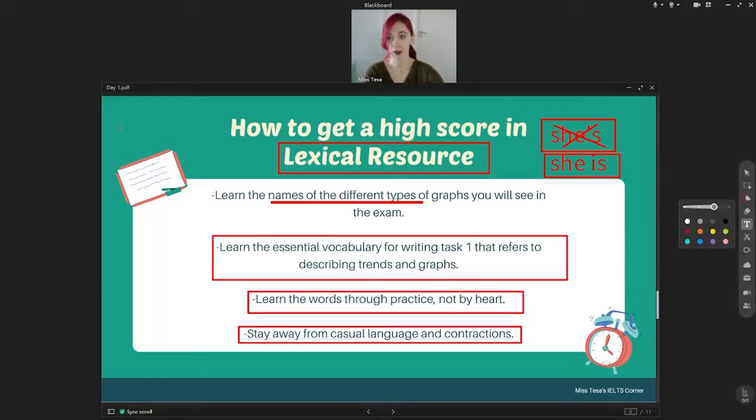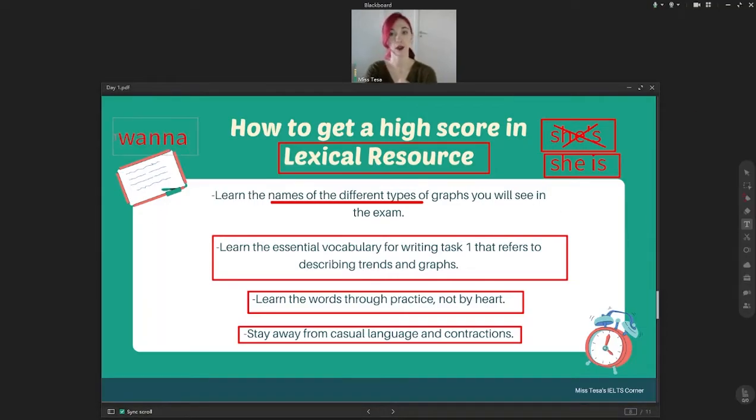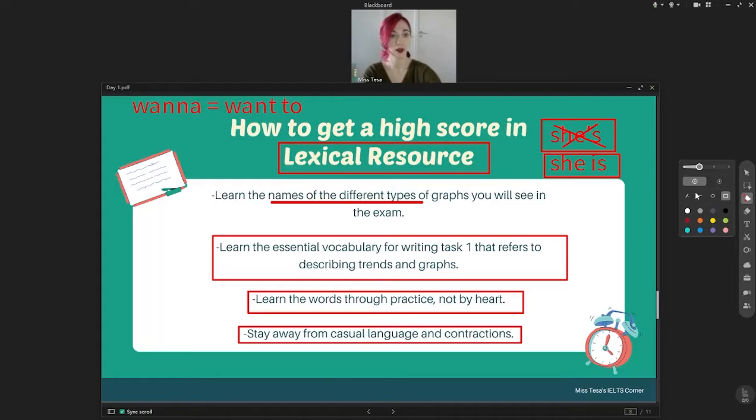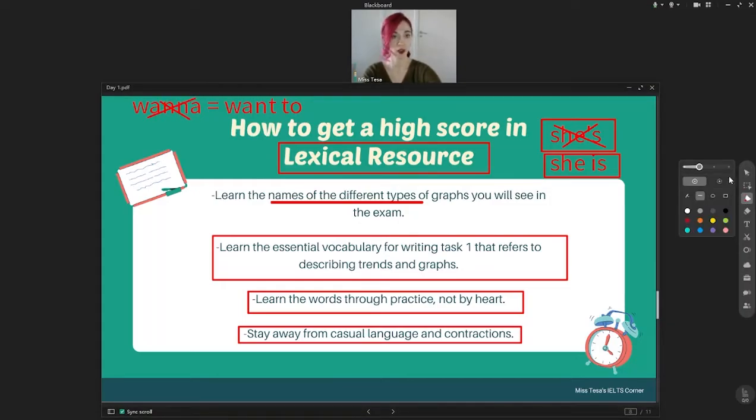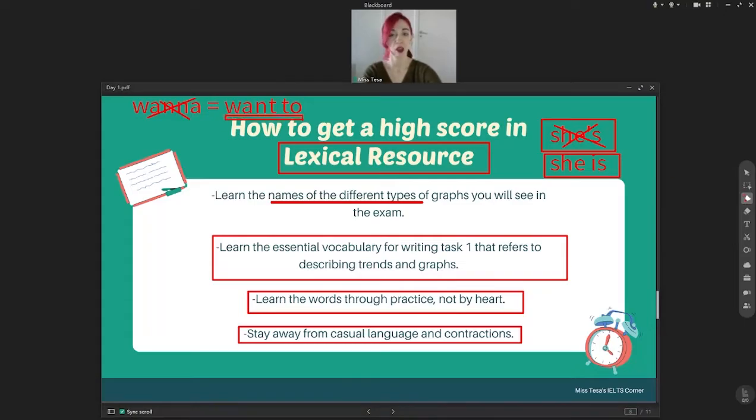So also another type of contraction is, for example, this. Wanna, which means want to. Okay, so again, in the writing exam, you don't want to say wanna. It's very casual. We say it in speaking. We want to say want to. Okay, that's what we want to stick to when it comes to our academic writing.